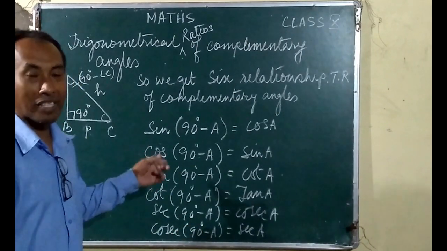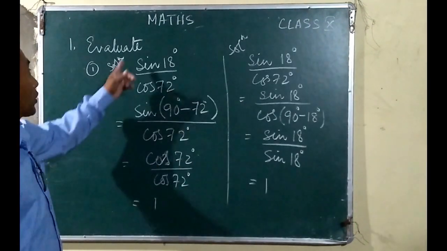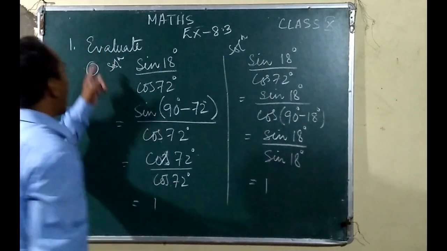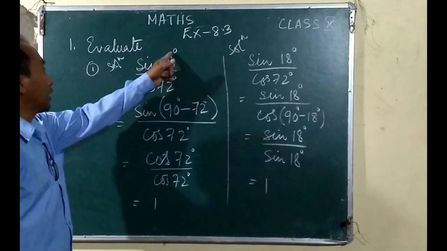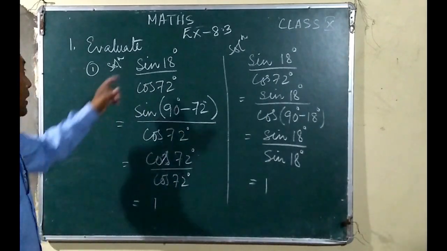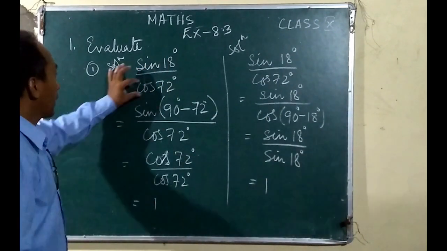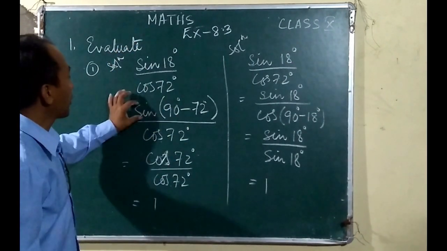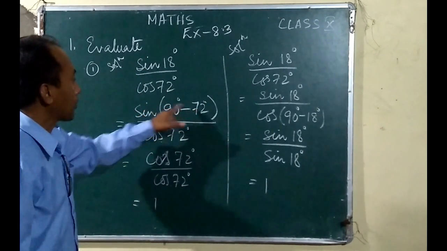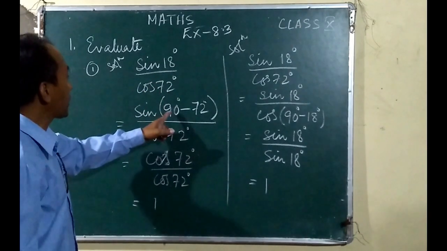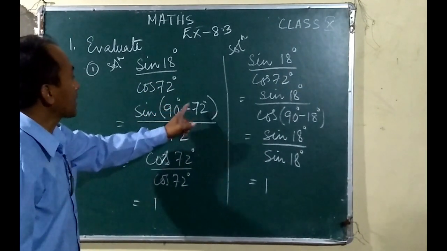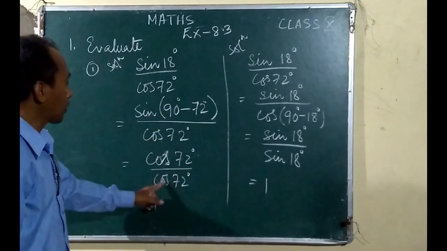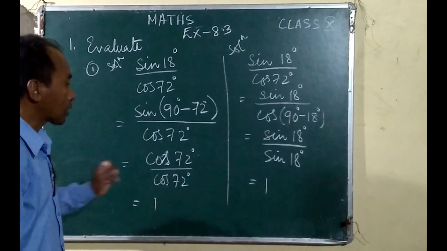Now, we are going to do exercise 8.3. Exercise 8.3, question number 1. Evaluate sine 18 degree by cos 72 degree. Keeping cos 72 degree as it is, let us convert sine 18 degree into sine 90 degree minus 72. 90 minus 72 is 18. So this becomes sine 90 minus angle A. Sine 90 minus angle A is cos A. So cos 72 remains fixed. Cos 72 by cos 72 is 1.